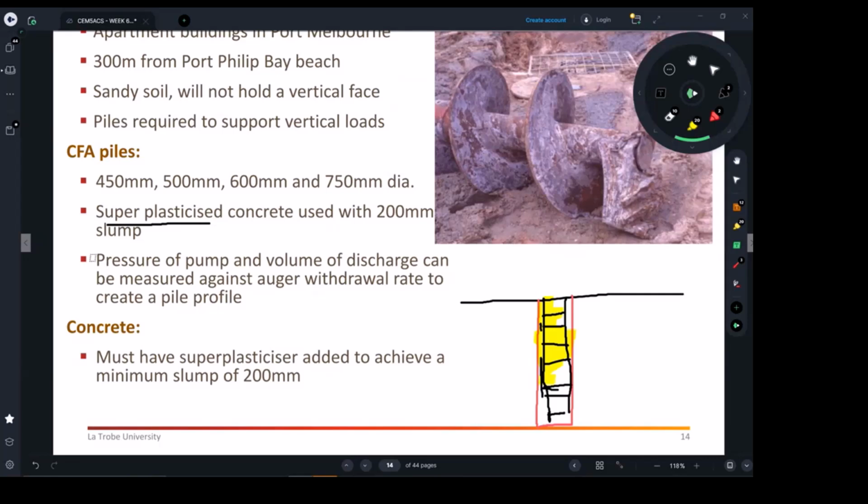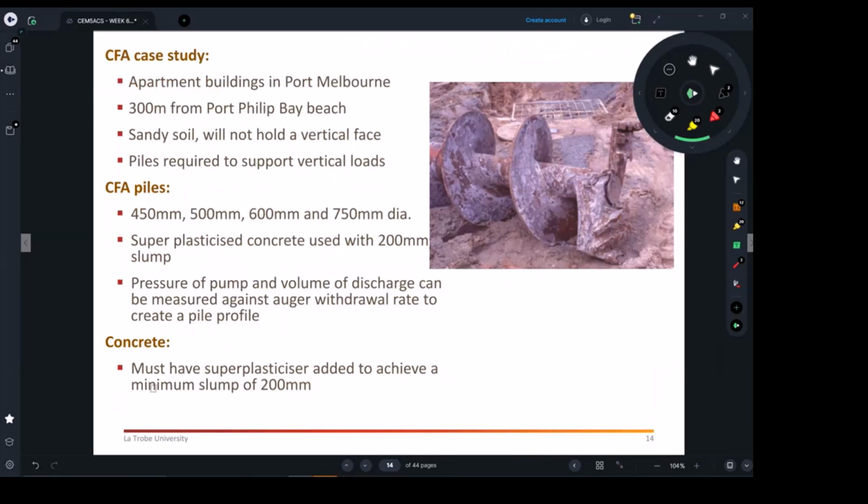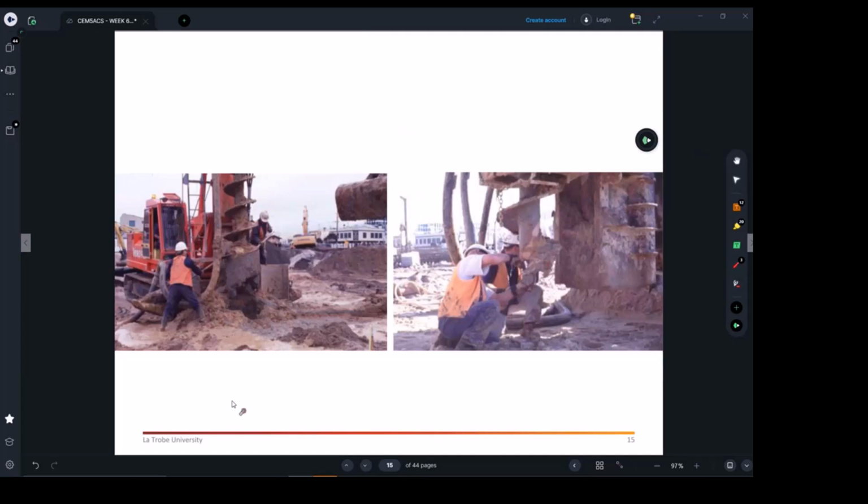Yes, so that's again another fact which I was telling you. Pressure of the pump and volume of discharge can be measured against auger withdrawal rate, which I showed you that monitor records, which you need to know about and confirm during a construction project. That was the last point, about the concrete, which we already covered in regards to the use of super plasticizer to have high workable concrete. Some pictures which will bring the situation clear.